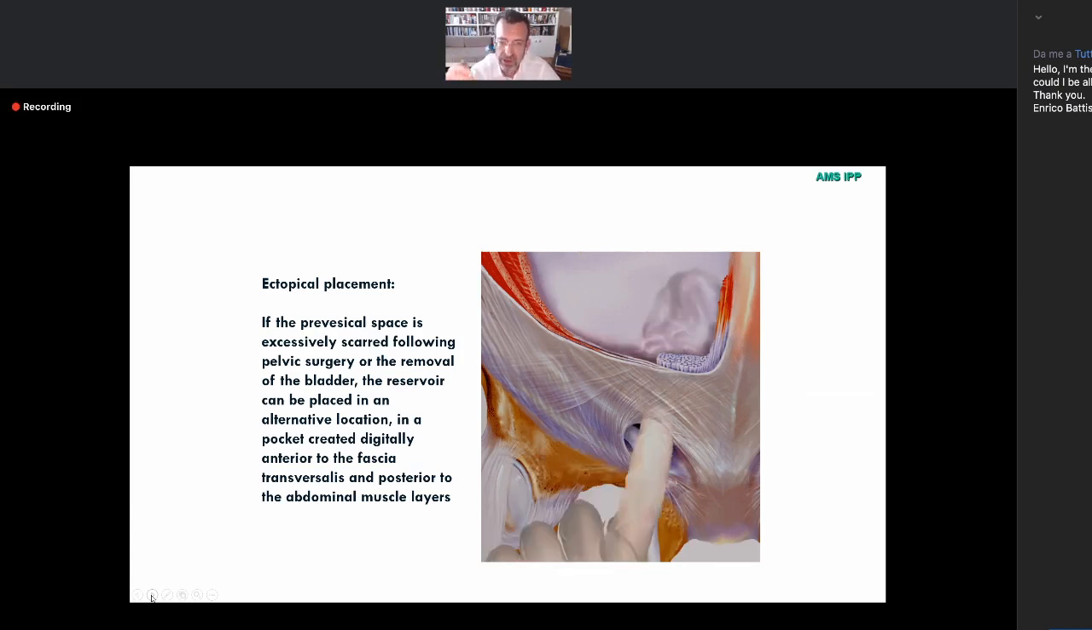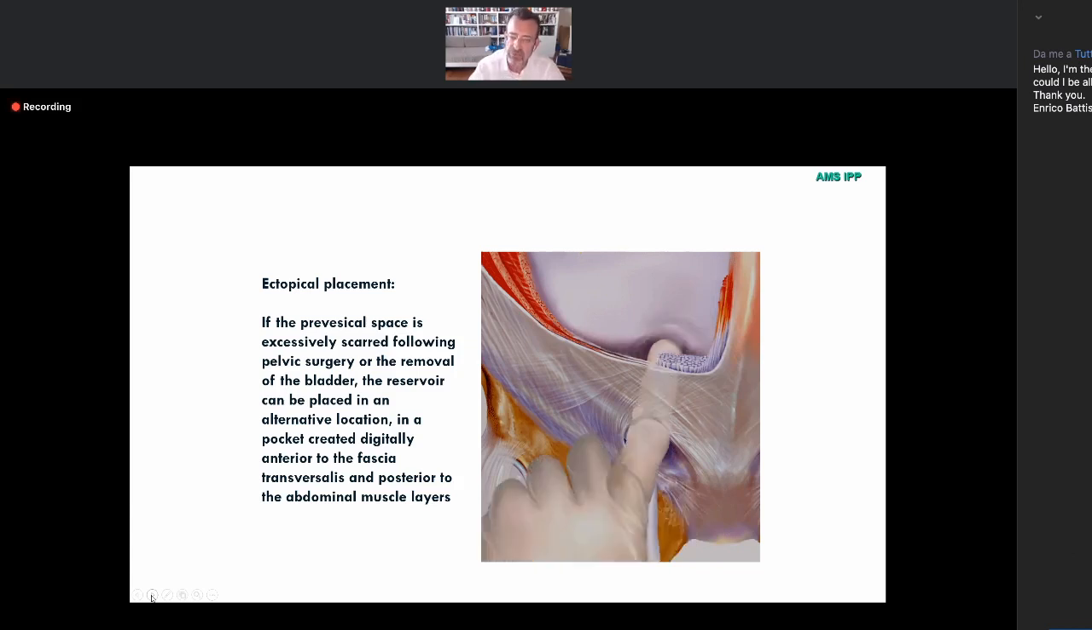You also put the finger inside of the inguinal ring, but instead of piercing the fascia transversalis, you stay posterior to the rectus muscle, and you place the reservoir. You can close the inguinal ring with an additional Vicryl stitch, closing the inguinal ring and avoiding any risk of migration of the reservoir.